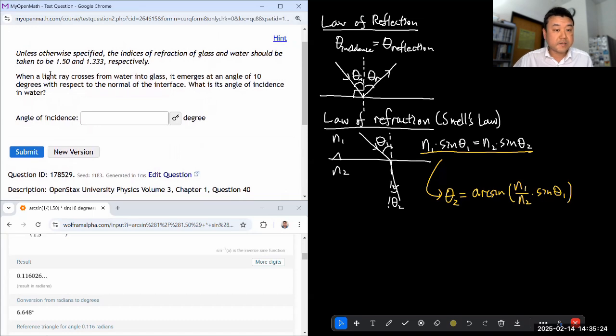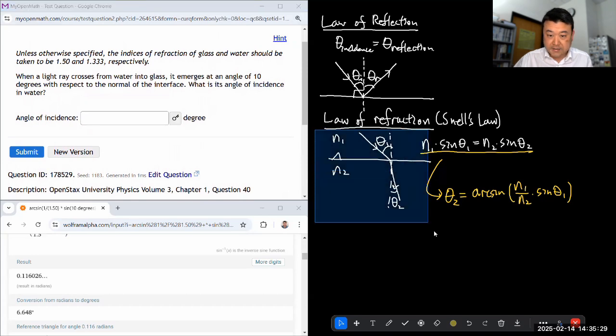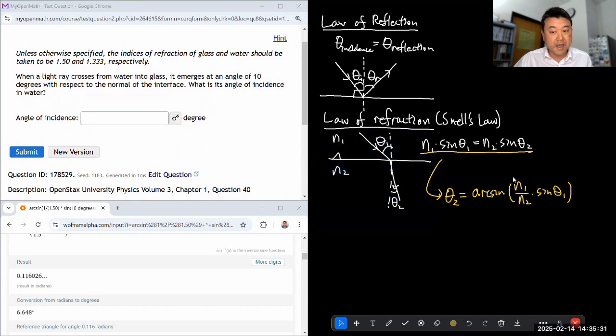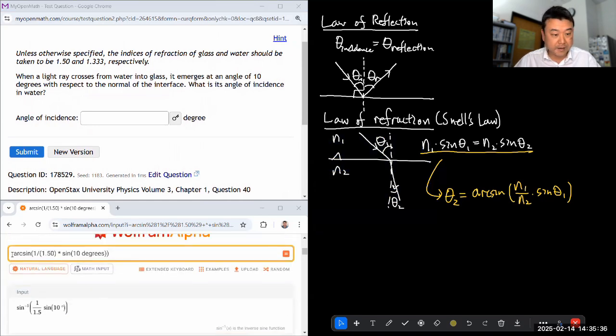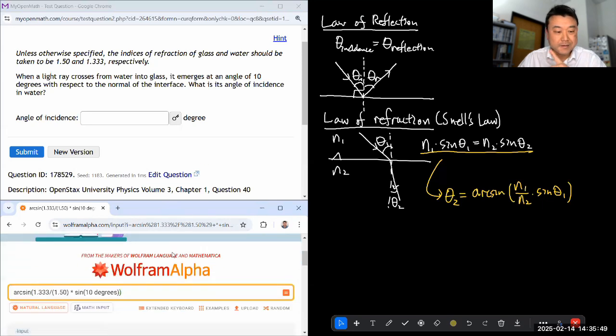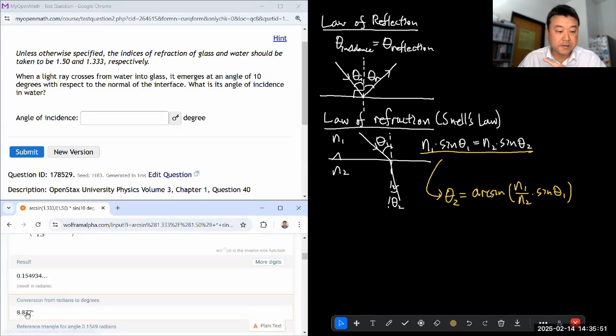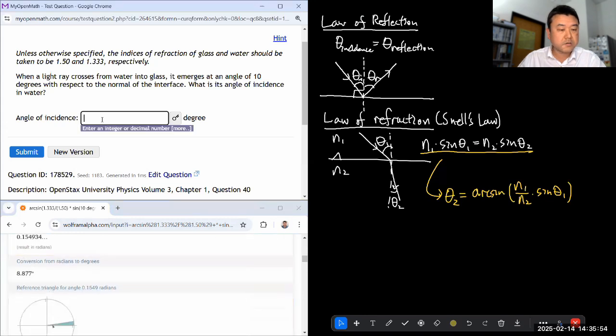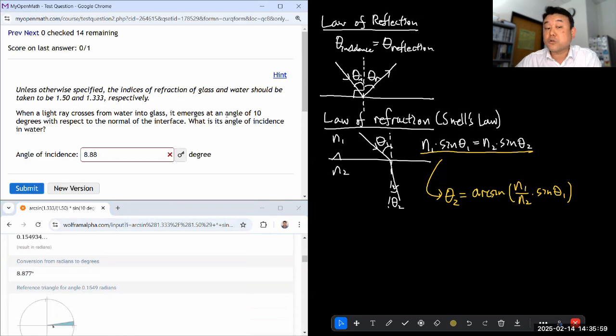So unless otherwise specified, a light ray crosses from water into glass. Okay, I can use this exact same setup. The only thing that changes is that n1 is now the index of refraction of water, not air. So I can even use this exact same expression. I just need to turn 1 into 1.333. Wow, is it 10 degrees, not randomized? Okay, it might not be randomized. So I get the radian answer first, and then the degree answer is, so I guess that means it refracted less, I think, because it's closer to 10 degrees.